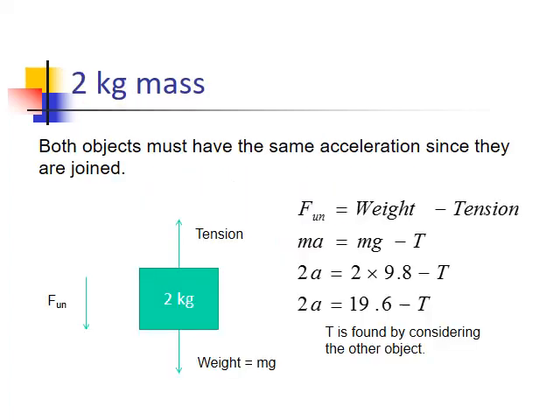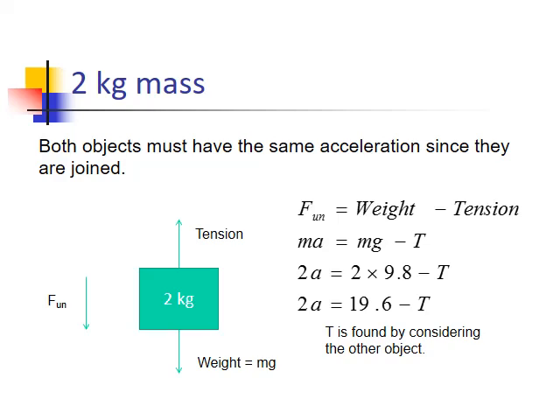In this example, both objects have the same acceleration because they're joined together by the piece of string. If we look at the block at the bottom, then the unbalanced force downwards on the block is the difference between the weight down and the tension upwards. So the mass times acceleration, because F equals ma, is equal to m times g minus the tension. We know that the mass is 2 and the acceleration a, and we can put 2 times 9.8 because we know the mass, minus the tension. So we end up with 2a equals 19.6 minus T.